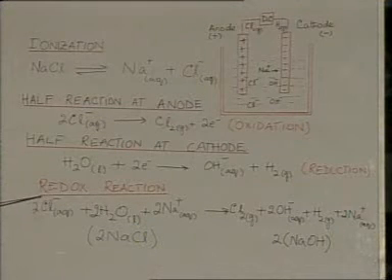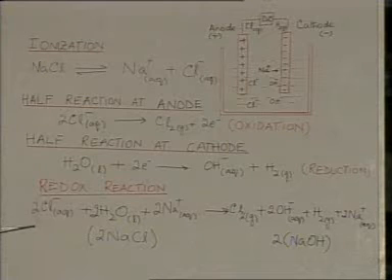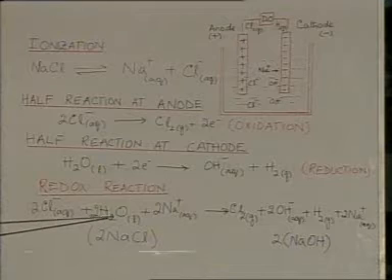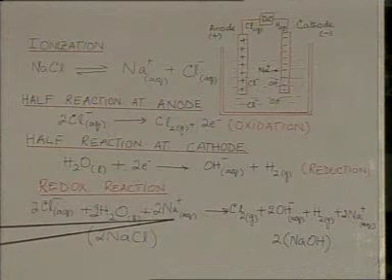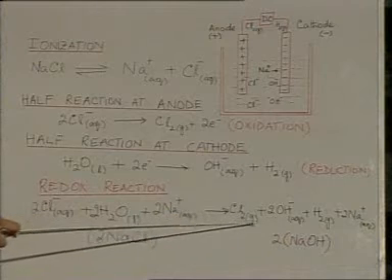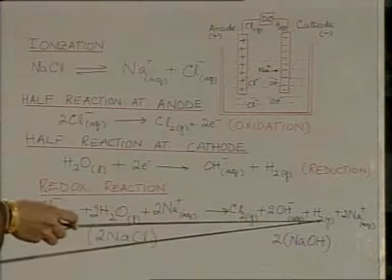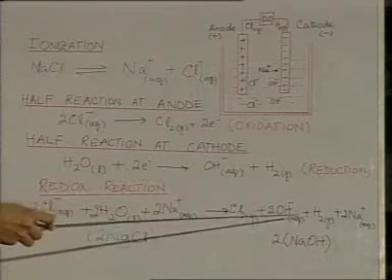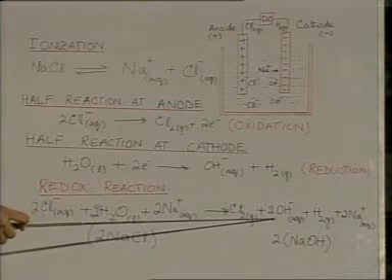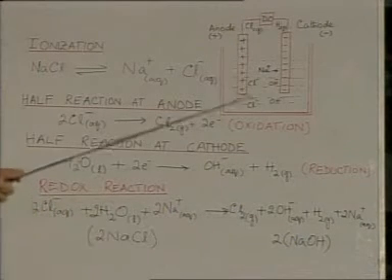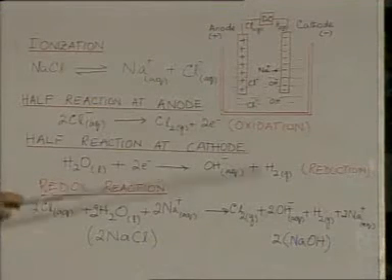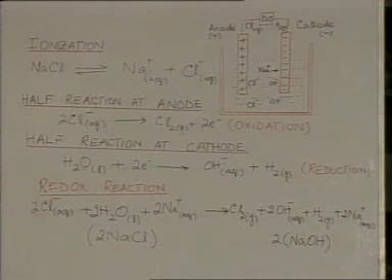The redox reaction in this case can be shown by this equation: chloride ions plus water plus sodium ions will give chlorine gas at the anode and hydrogen gas at the cathode, whereas sodium ions and hydroxyl ions will remain in the solution. That is why we obtain a basic solution and we can obtain this sodium hydroxide from this solution.